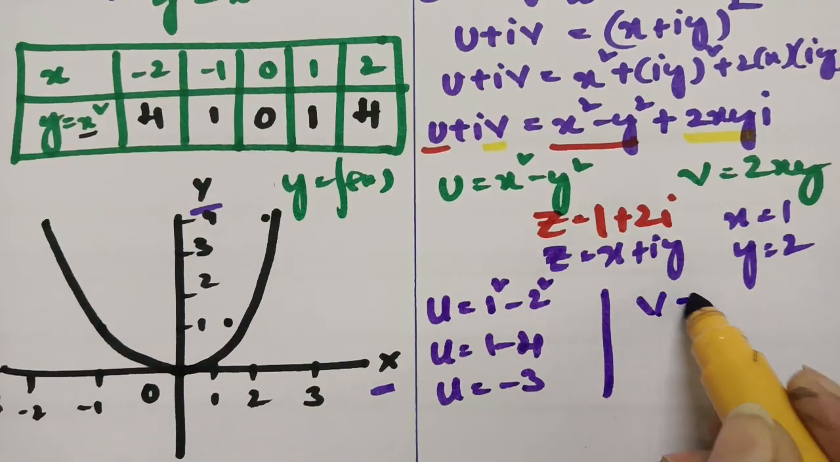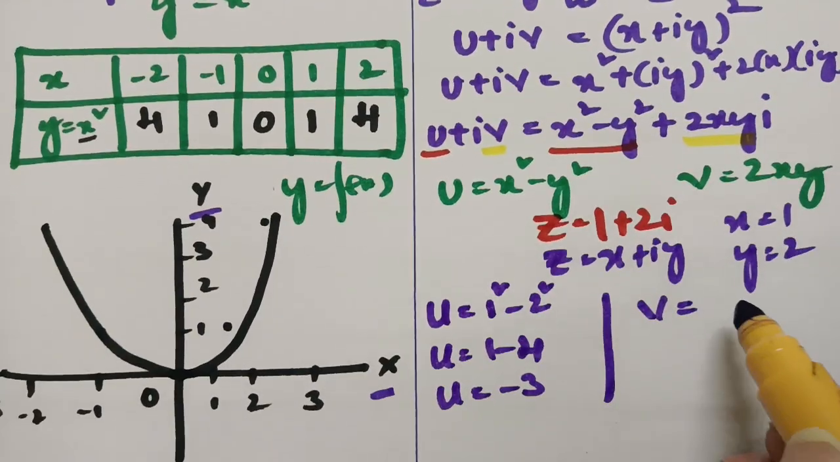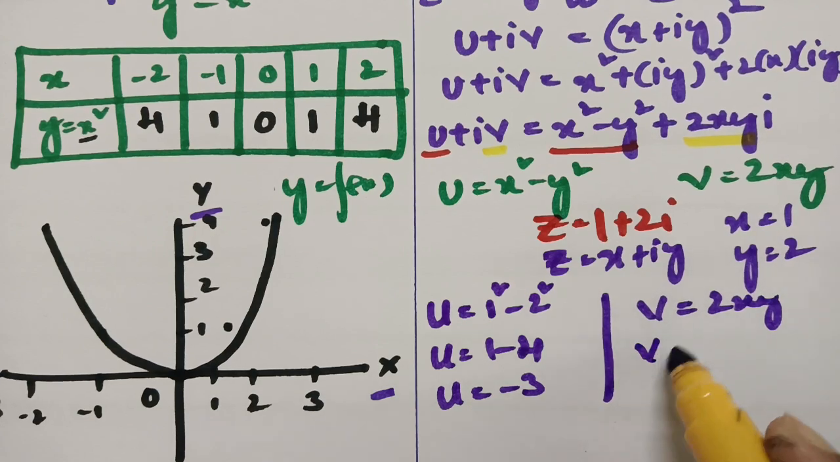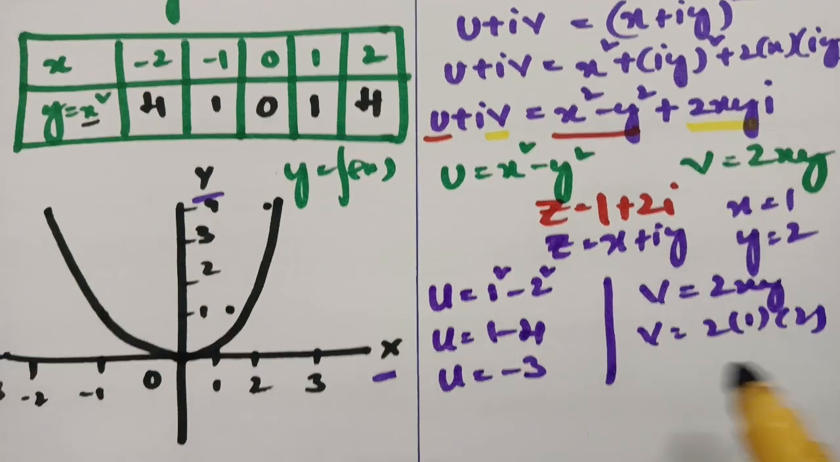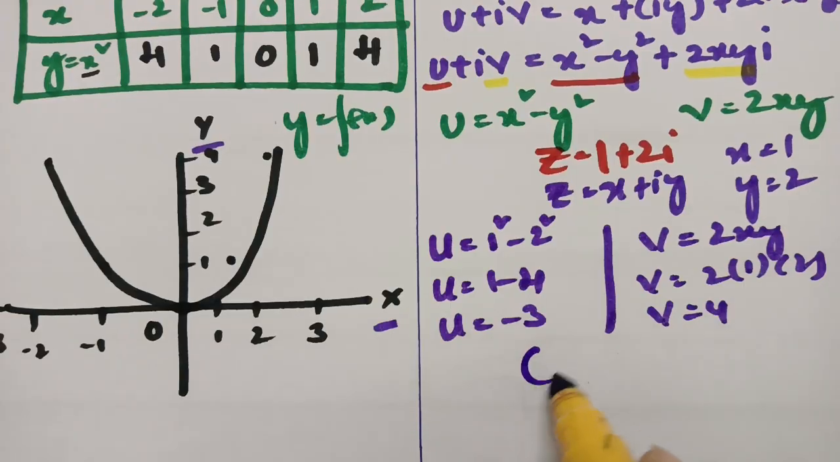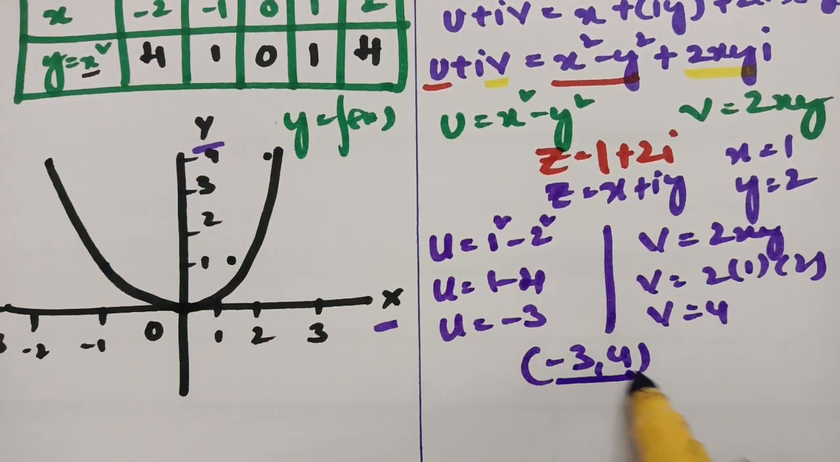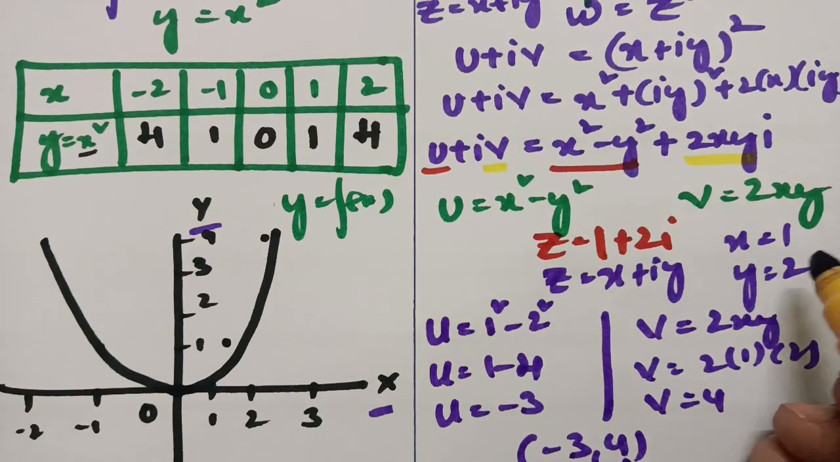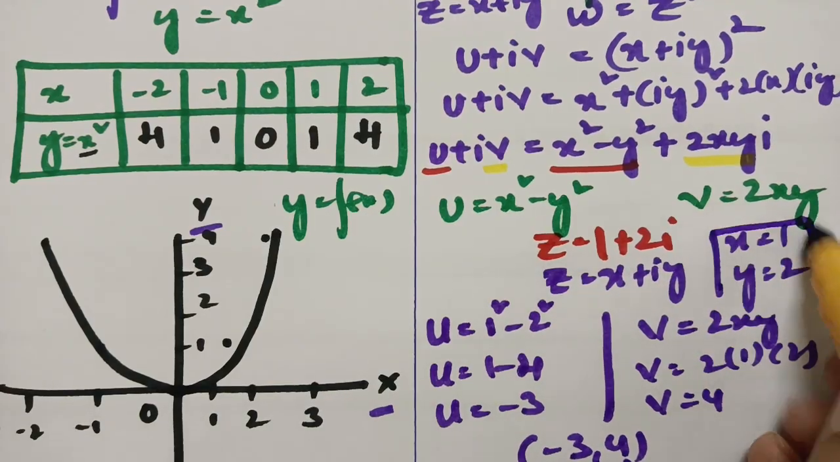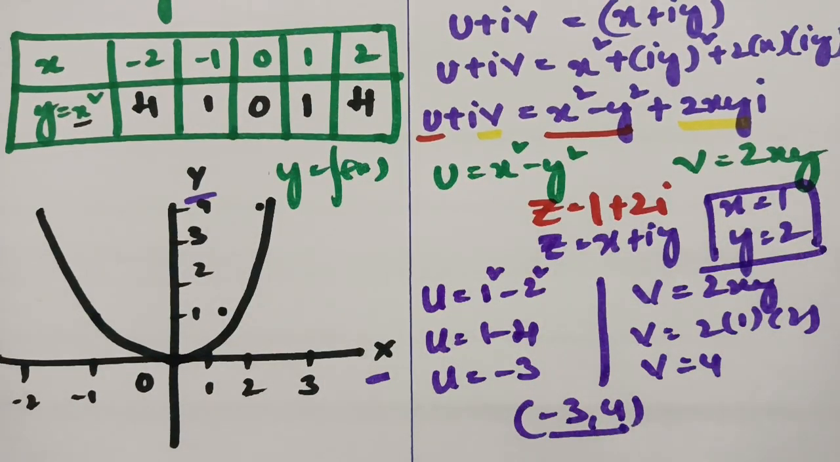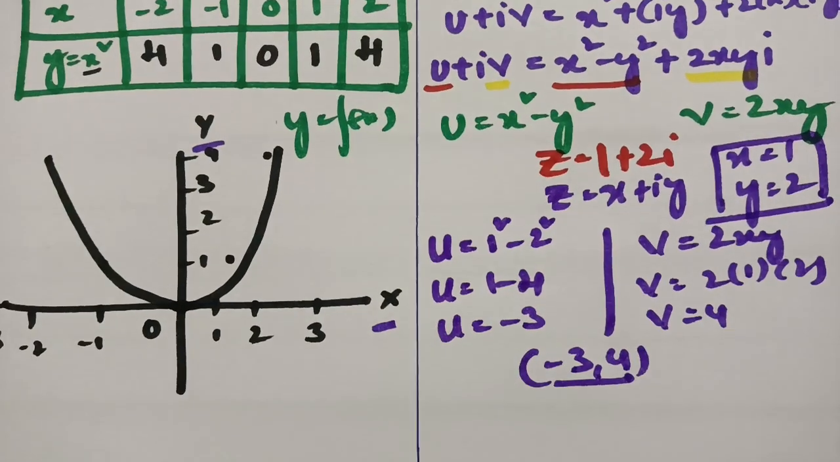And see what will be the V value. So V is equal to 2xy. So V is equal to 2 into 1 into 2. V value is equal to 4. So in terms of UV, the value is minus 3 comma 4. In terms of XY, the value is 1 comma 2. And now we have to represent both in W plane as well as Z plane.